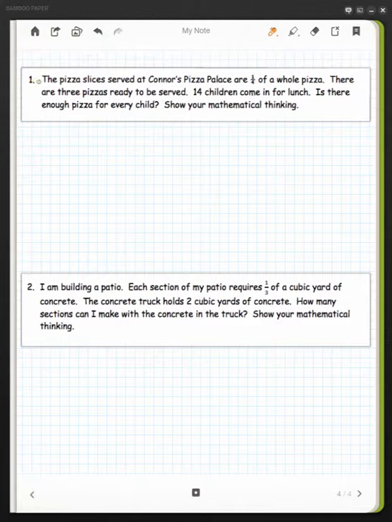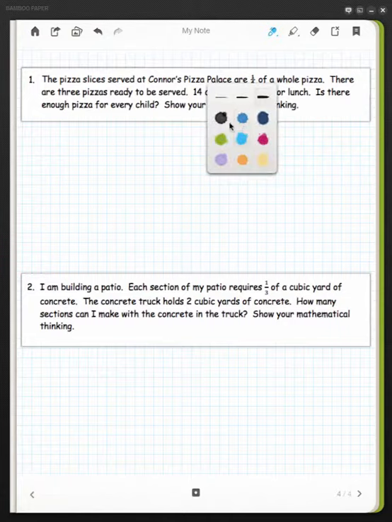The pizza slices served at Connor's Pizza Palace are 1/4 of a whole pizza. There are 3 pizzas ready to be served. 14 children come in for lunch. Is there enough pizza for every child? Show your mathematical thinking, which just means justify your answer.